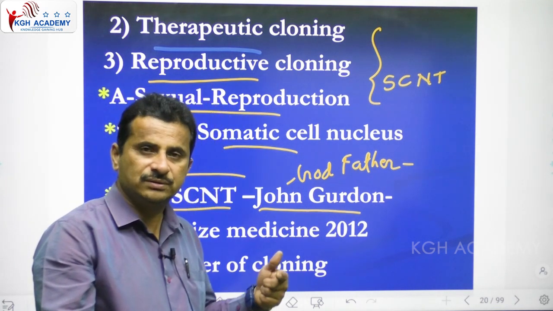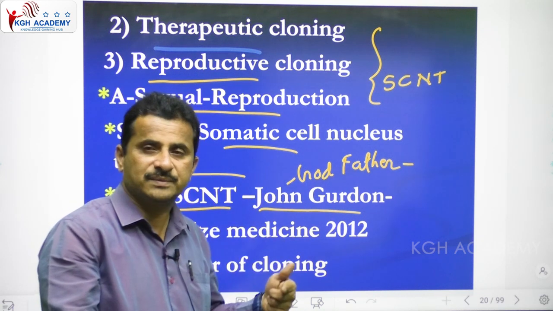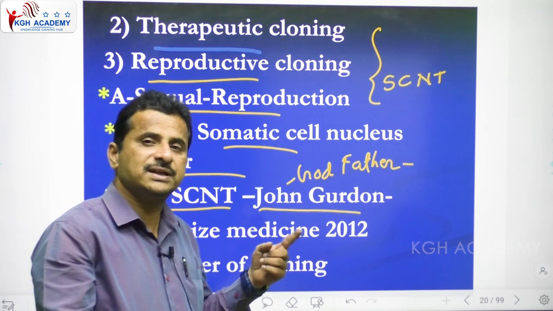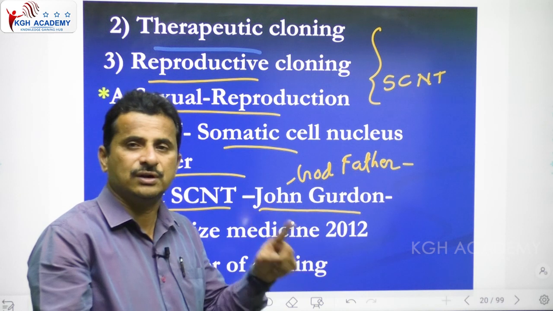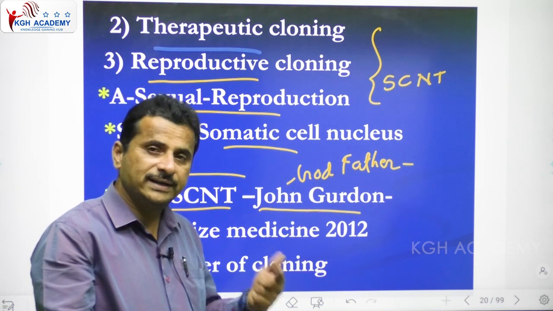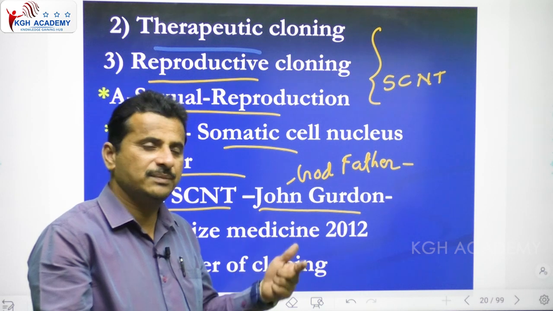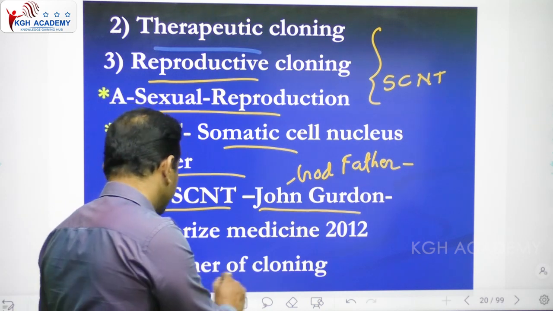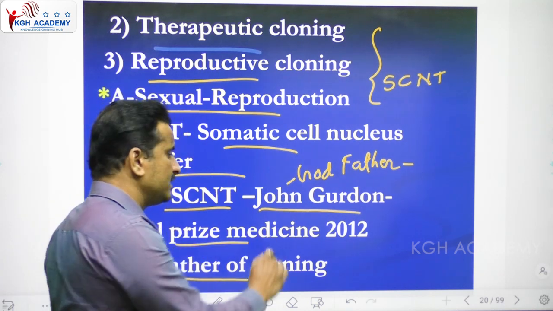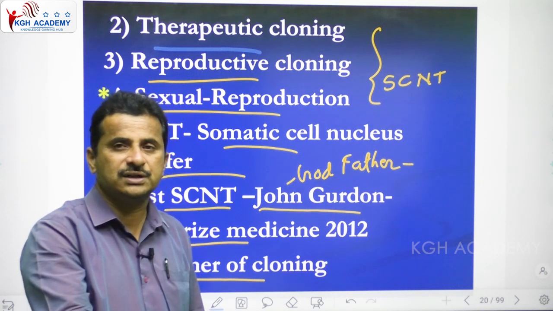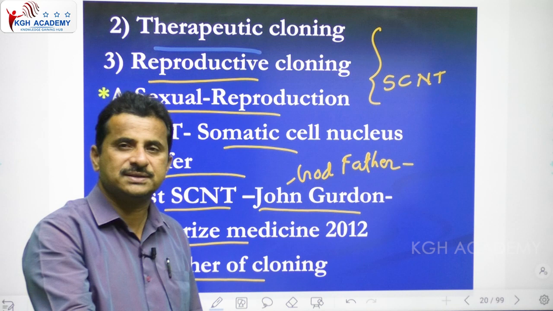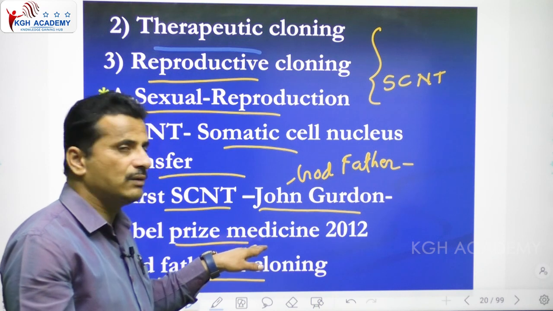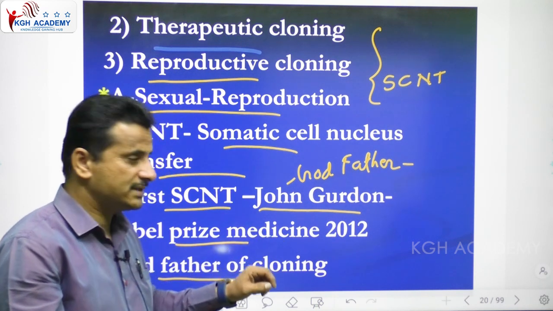Ian Wilmut continued this John Gurdon experiment. John Gurdon first developed the SCNT experiment. By using the SCNT experiment, Ian Wilmut produced Dolly. So the cloning technique, the SCNT technique, was first developed by John Gurdon, that's why he is the godfather of cloning. For this, he was awarded the Nobel Prize in Medicine in 2012 along with Shinya Yamanaka, who developed iPS, induced pluripotent stem cells. So he was awarded the Nobel Prize in Medicine in 2012.